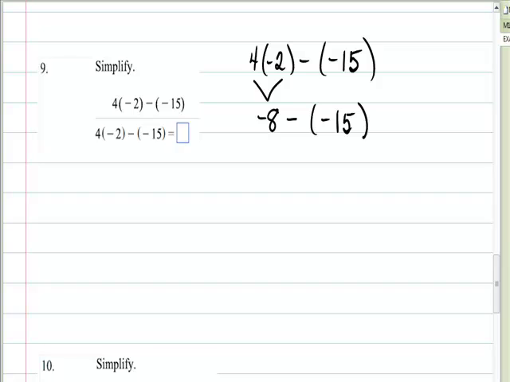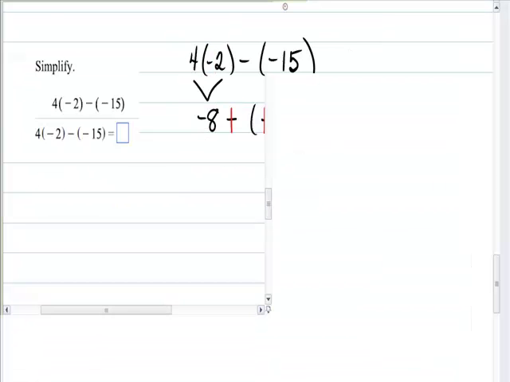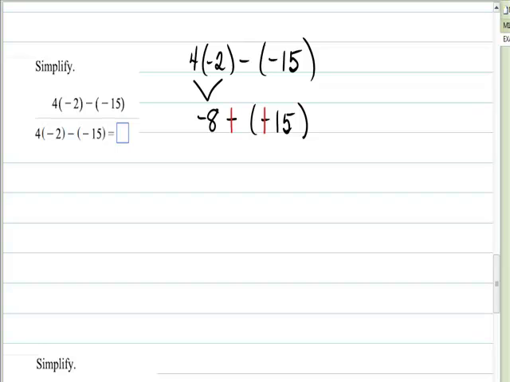Grab my red pen. I keep, I change, I change. Now I use the well, I keep making mistakes. All right, touching the wrong thing. Now the addition rules say if you have a negative and a positive, you're going to subtract. Okay, 8 from 15 is 7. The bigger number was the 15 and it was positive, so it is positive 7.